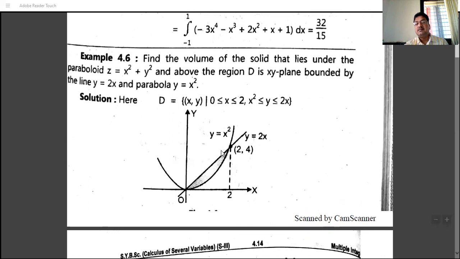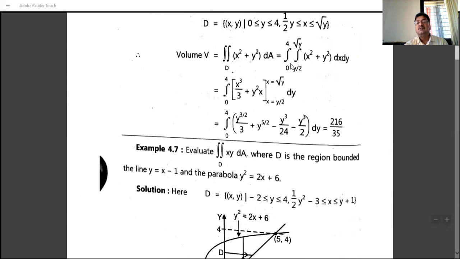If you draw this line, then this point is 4. Y runs from 0 to 4. And then we have the same answer.